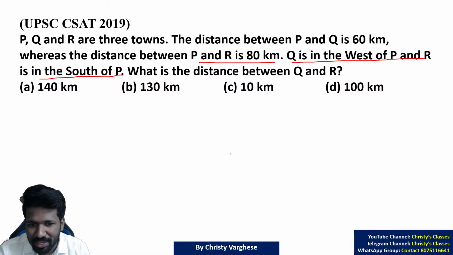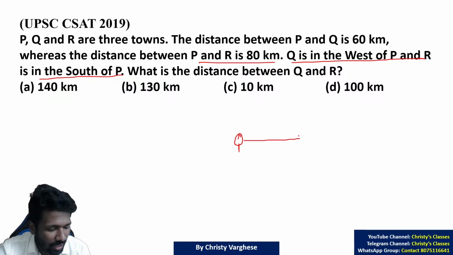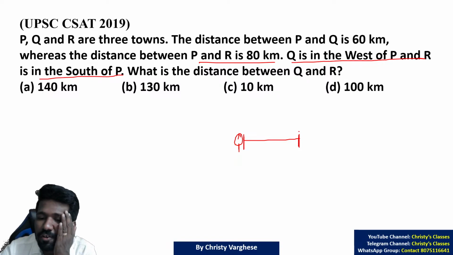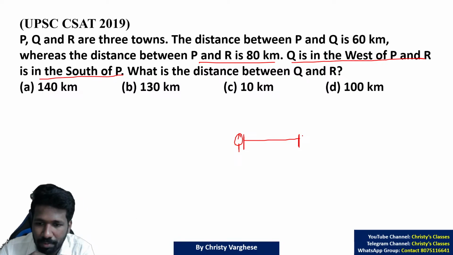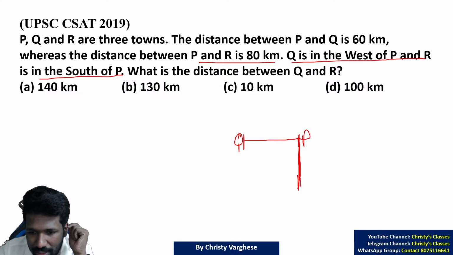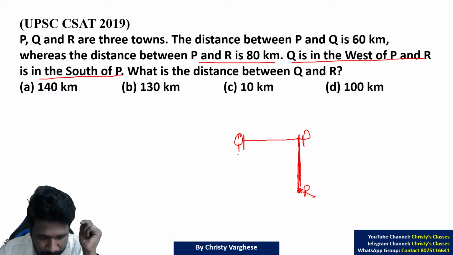Q is in the west of P. Q is in the west of P means, you can connect it with the Indian map, then it will be easy to comprehend. Q west of P means P is in the east and Q is in the west. So P should be here, Q should be here. And R is in the south of P means R is this direction. That means this will form a triangle, PQR, like this.